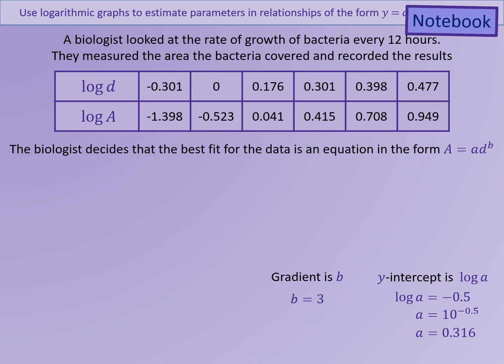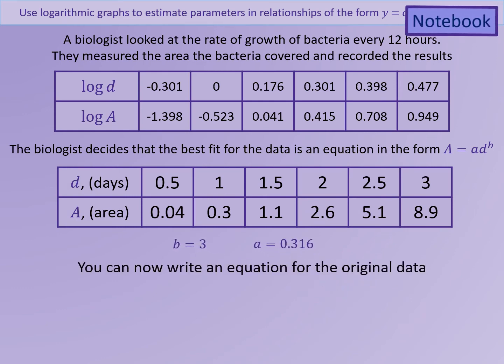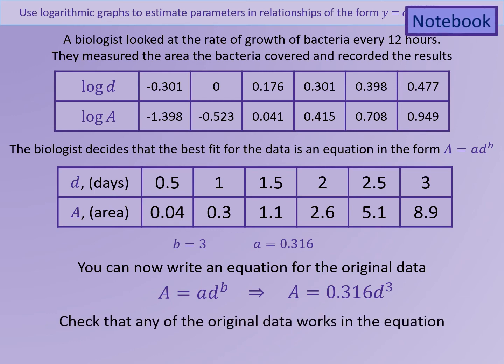And then to finish off, these two values, a and b, can now go back into my original equation, and I get this equation for the area of the bacteria after a certain number of days. So we can see whether this works or not by checking the data values that were in my original table.